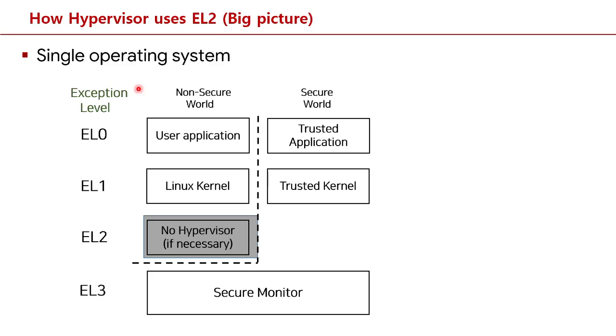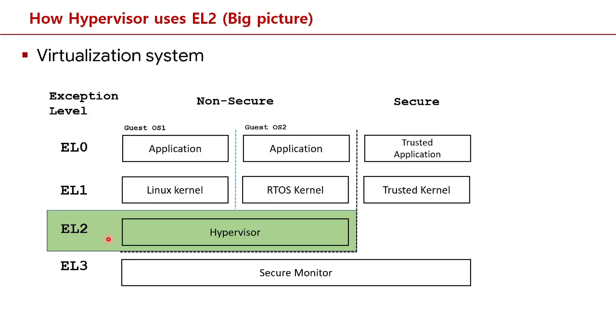Hello, welcome back. Now, let's understand how exception level 2 can be used in the system. Here is the architecture diagram where there is only a single operating system. In this case, we don't have to use exception level 2, because exception level 2 was introduced to support the virtualization feature. Virtualization means that there are more than two operating systems in the non-secure world. Then there should be a hypervisor that could be running at exception level 2.